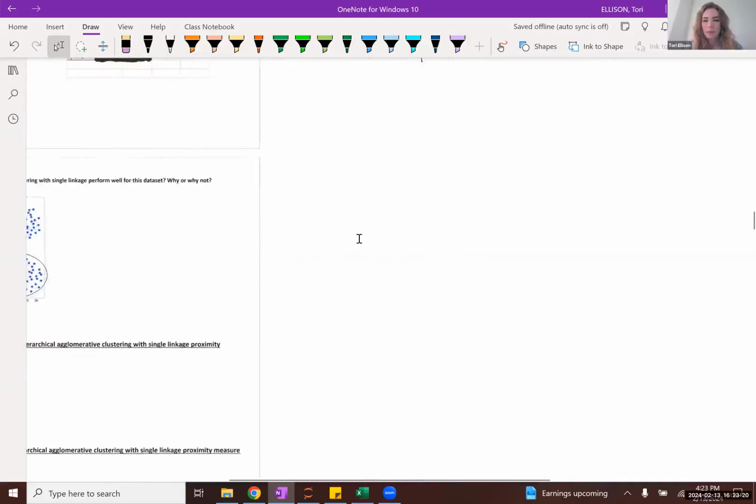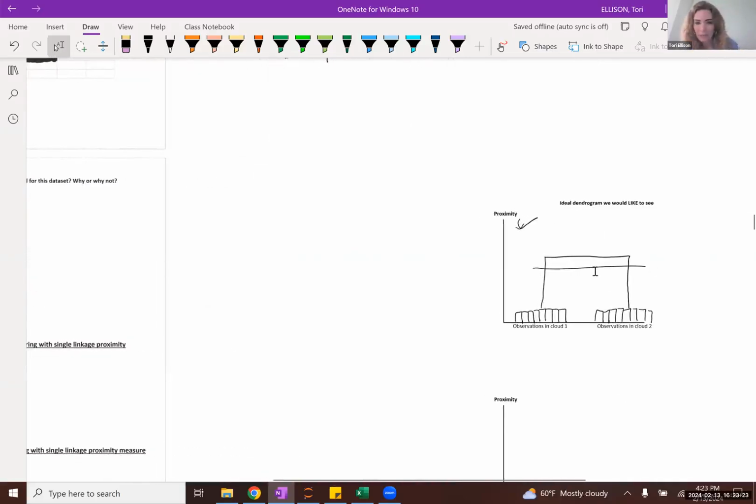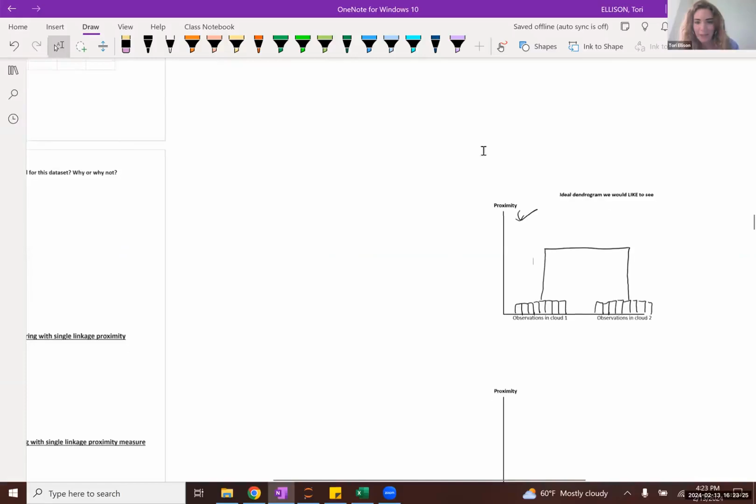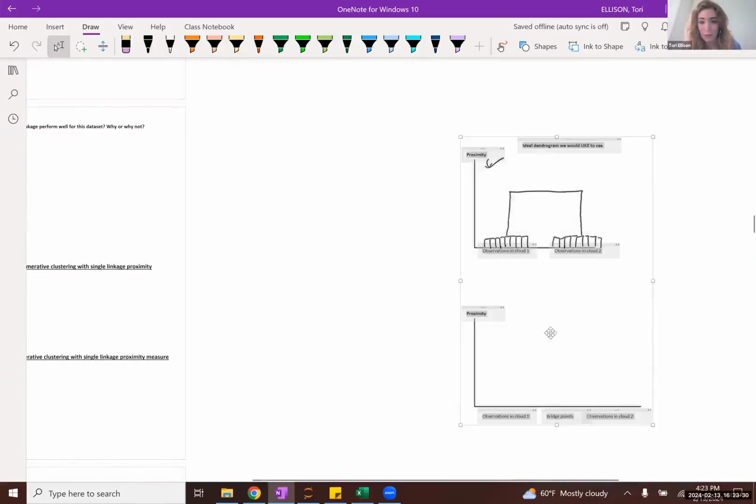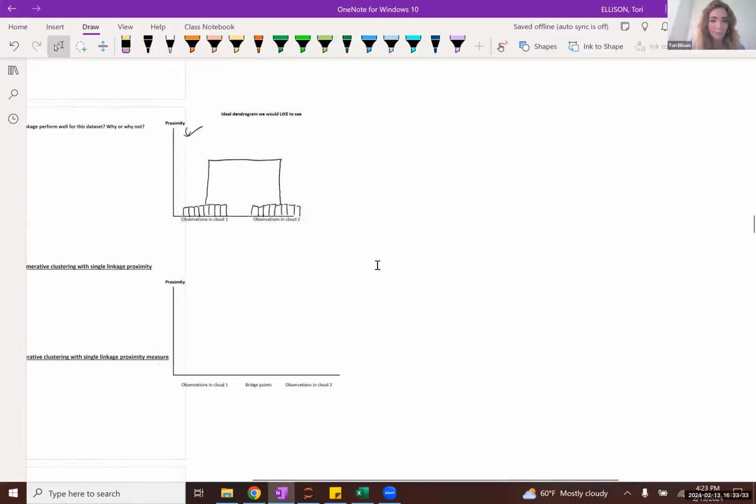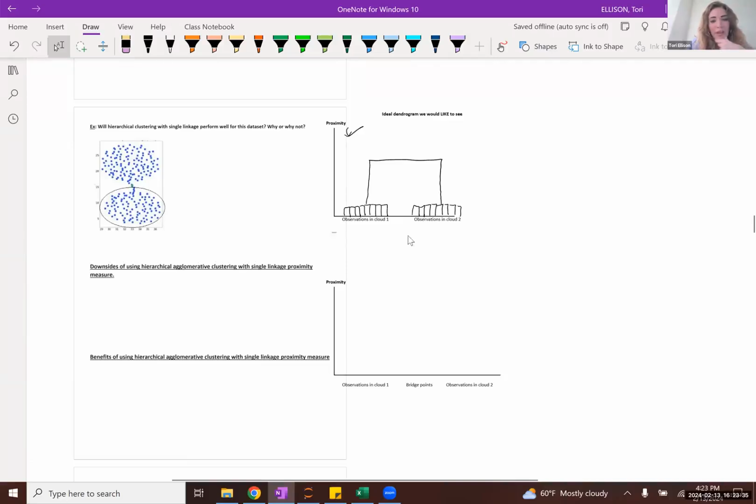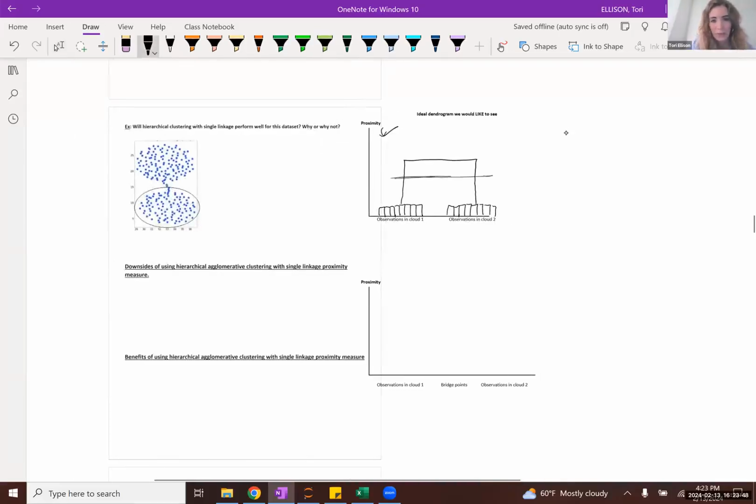So let's refer to what we ideally might want to see in our dendrogram. Ideally, this is what our dendrogram would look like for this data set: each of our observations in one cloud merge very early on with each other, same thing for the observations in the second cloud, and then the final two sets of clusters to merge are, in fact, those two. So this is what we would want. If we got a dendrogram like this, then we could say we identified the two main clusters.